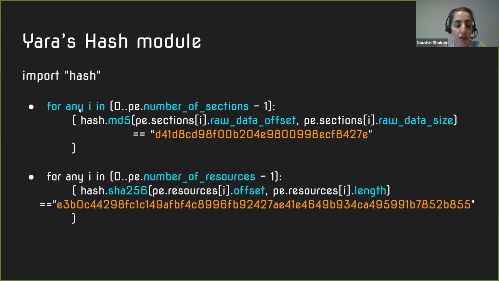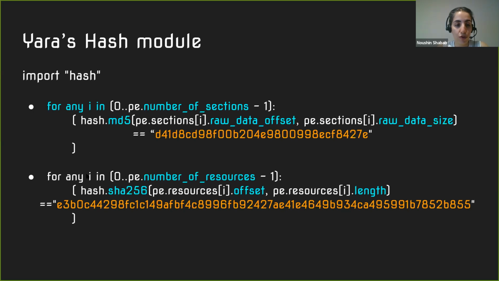As you see here on this screen, for any i in 0 to pe.number_of_sections minus 1, hash.md5 of pe.sections[i].raw_data_offset, and this is the offset of each section, and the size is pe.sections[i].raw_data_size, and we are comparing it with some constant value that we are interested in. So basically what we want here is to check for at least one section that has the same hash.